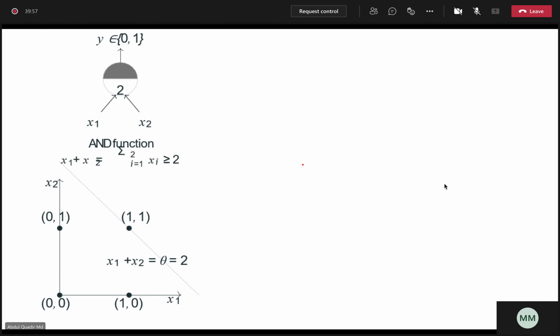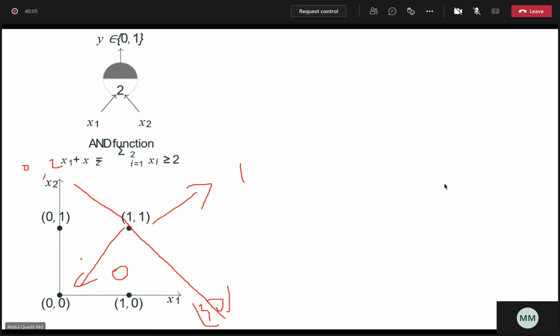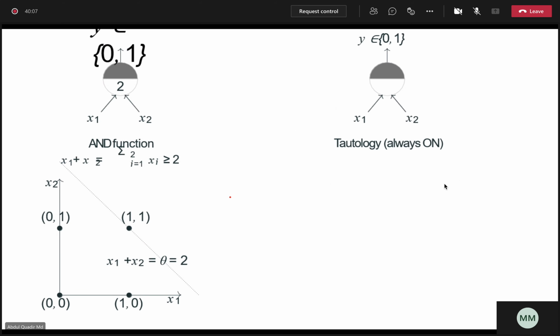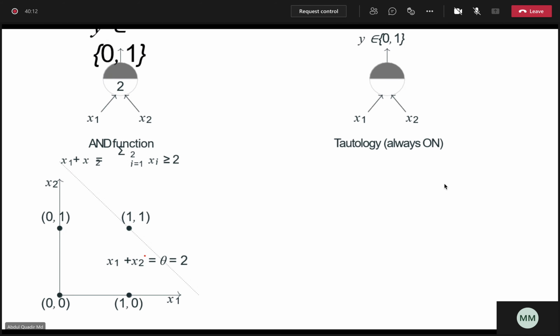Can you see, I've drawn the line. Now, if you see this, what is the one which you have got? So 0, 0, it comes as 0. Let me write it down over here: 0, 0, 0, 1, 1, 0 and 1, 1. What did we get? 0, 0, 0, 1. This is what we got, right? The final y. And when we draw the line, only with 1, 1, we are able to pass the line.